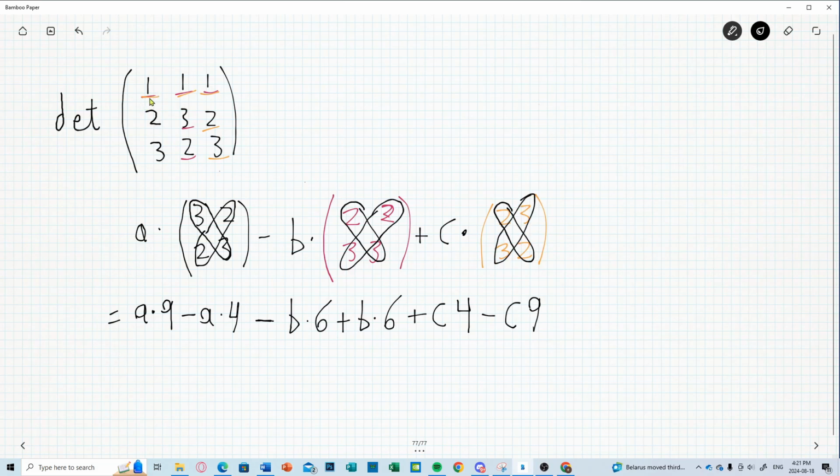Now we can fill it in. We know that A, B, and C are all 1, so we can just work with our numbers. So we're going to have 9, minus 4, minus 6, plus 6, plus 4, minus 9. And we'll see that this crosses out with that, and that crosses out with that, and that crosses out with that, and it'll give us a determinant of 0.